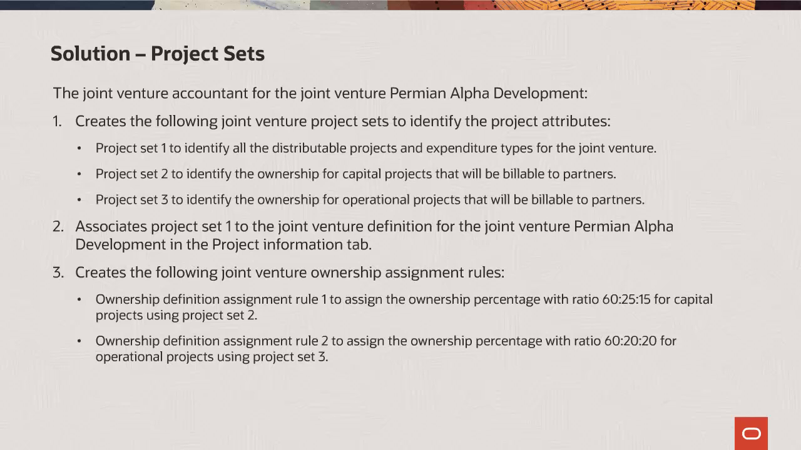Ownership definition assignment rule 1 to assign the ownership percentage with ratio 60 to 25-15 for capital projects using project set 2. Ownership definition assignment rule 2 to assign the ownership percentage with ratio 60 to 20-20 for operational projects using project set 3.